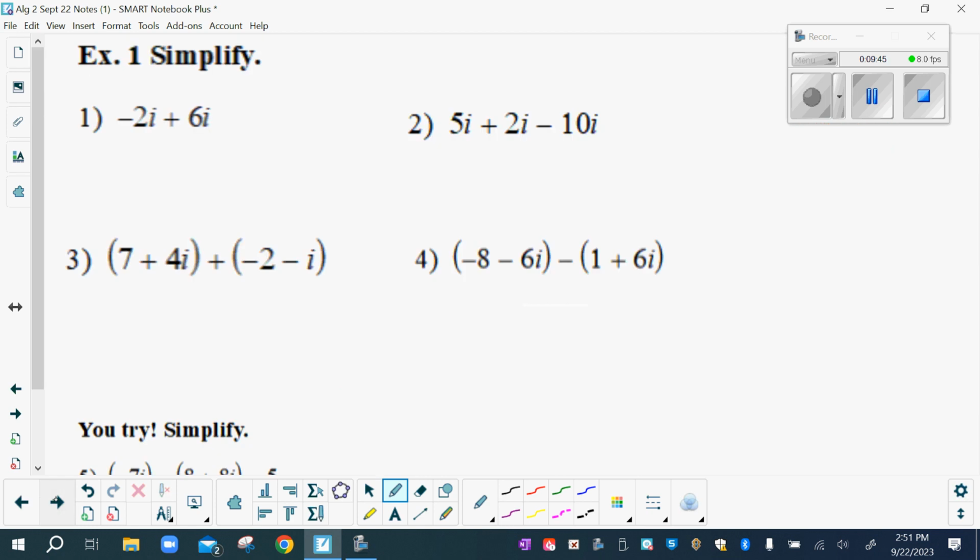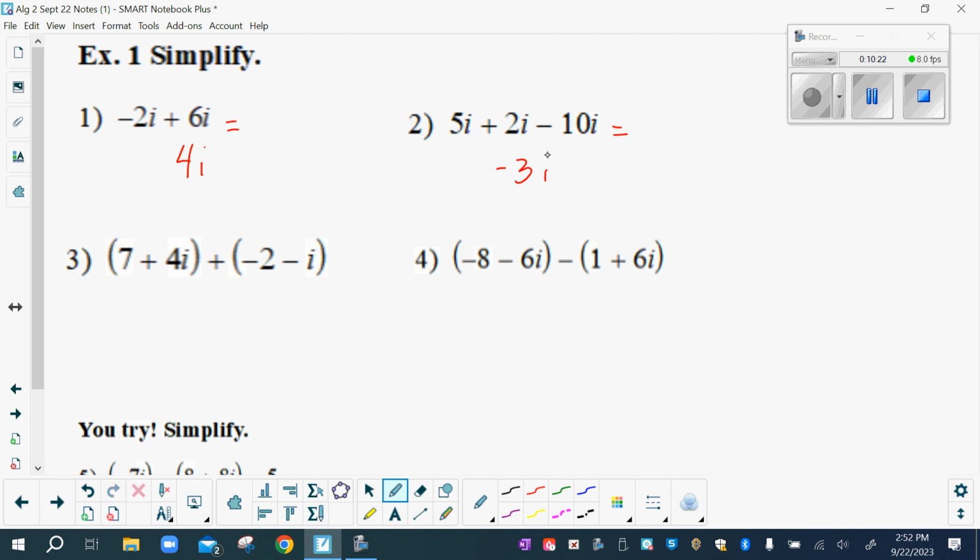Okay, so here's our first example. We can go back if you need me to later. What do you think we might do with -2i plus 6i? Just add them. We're going to add the -2 plus the 6, which add to 4. So it's 4i, just like if there was a variable there. So what do you think number 2 would be? -3i. Yeah, these two add to 7 minus 10 would be -3i.